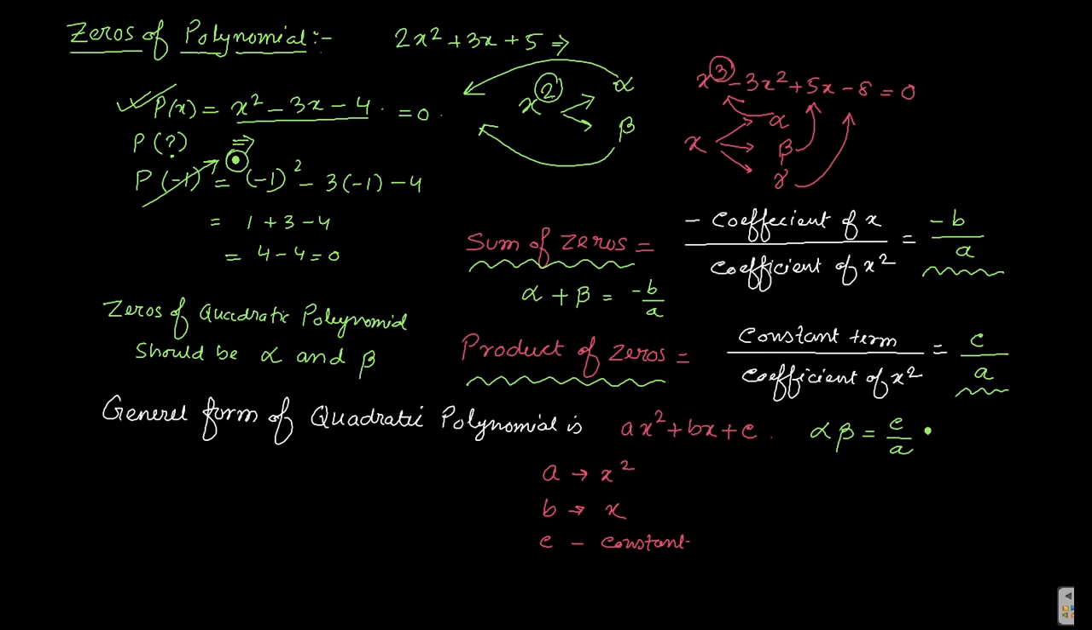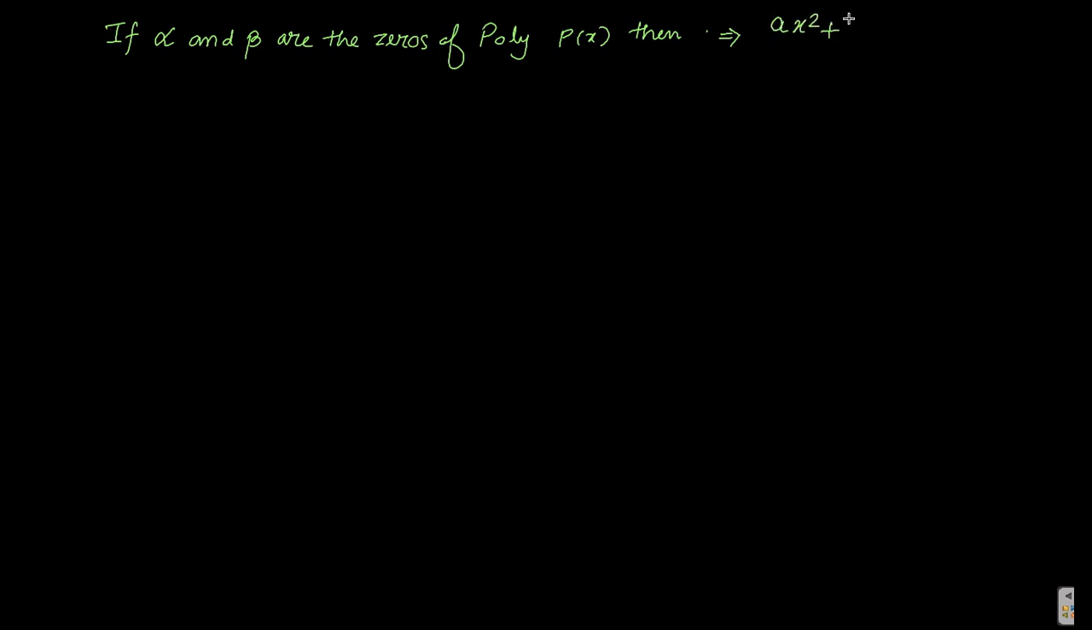Then one more thing, which is very important for solving numericals and is a remembering part: if alpha and beta are the zeros of polynomial p(x), then we can write the expression p(x), whose general form is ax square plus bx plus c, in terms of alpha and beta, the sum and product of zeros, as k into x square minus alpha plus beta into x plus alpha beta.